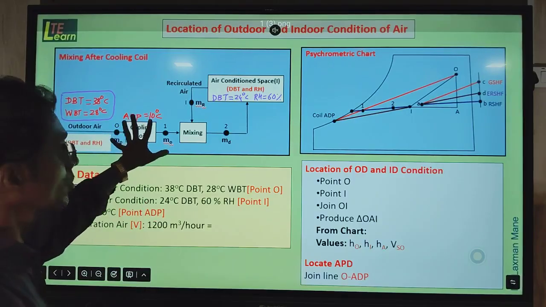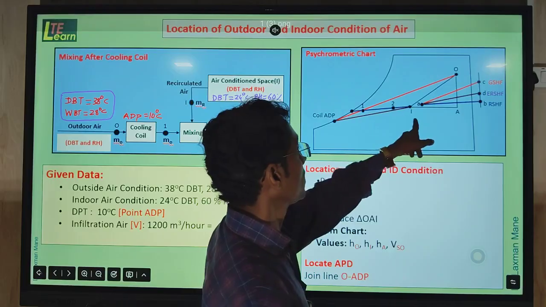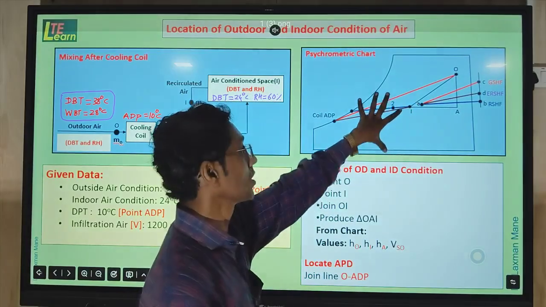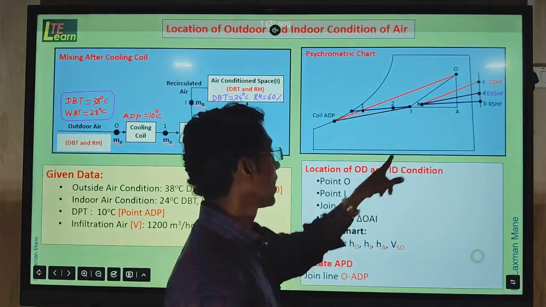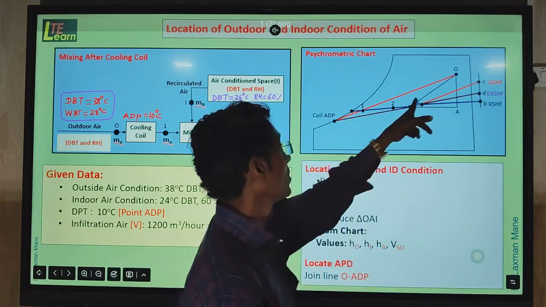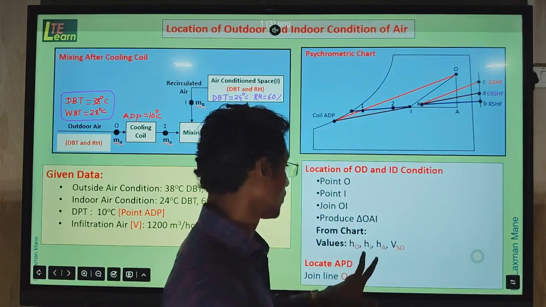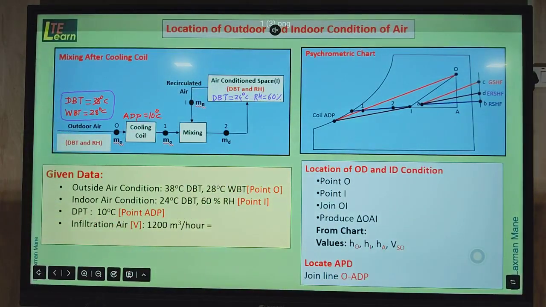Now we will do the process on the psychrometric chart. In the last video, that is the theoretical procedure, we have seen how to locate points O, I, and A, and values HO, HI, HA, VSO. These values we will find now on the psychrometric chart.